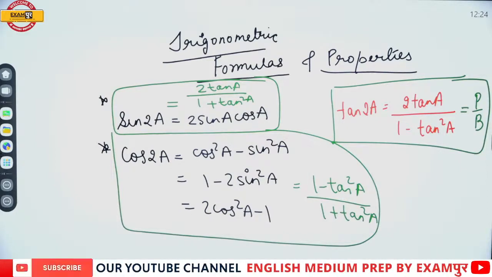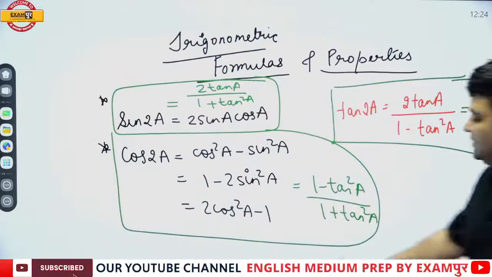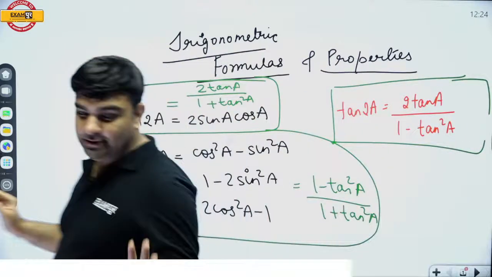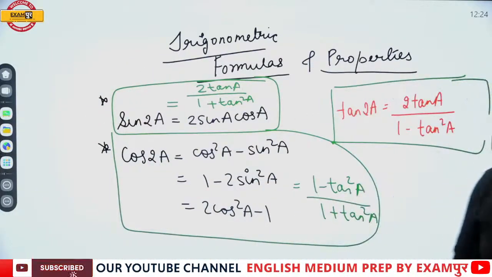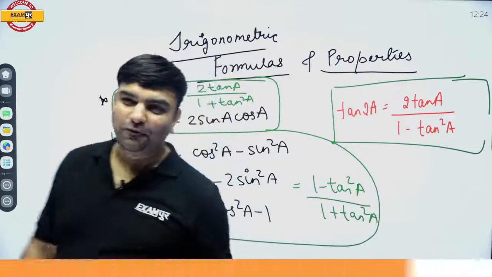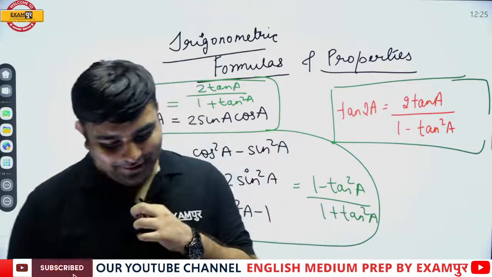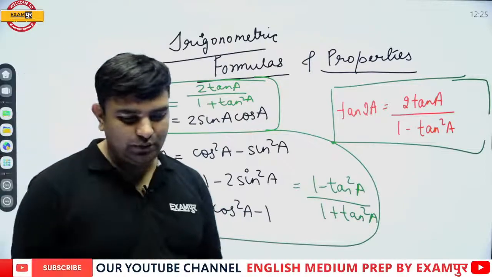Okay, have you taken the screenshot? You should not be getting confused by this perpendicular over base, so you can just eliminate it while taking the screenshot. Otherwise, someone will ask me, sir, what was P and what was B? Is that also part of the formula? In that case, I would be feeling, oh my God. Okay, so it's 2 tan A upon 1 minus tan square A.